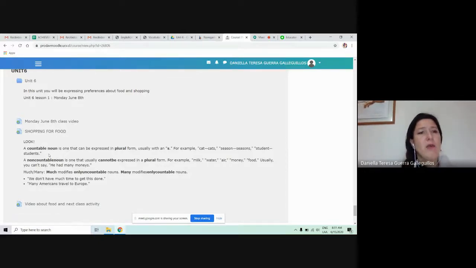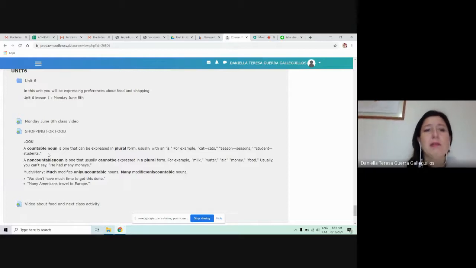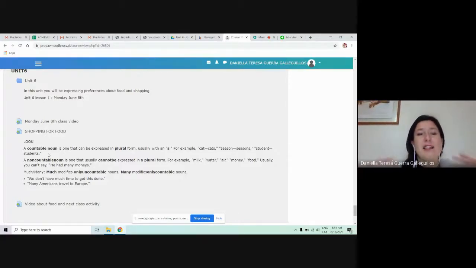It says, what is a countable noun? A countable noun is one that is expressed in plural form. So what is a countable noun? Countables are things that you can actually count, like 1, 2, 3, and can be expressed by one or more than one, like in singular or plural. For example, if you have one cat, you can have 2 cats. Okay, so there is one student, there are many students. You can express them in plural.